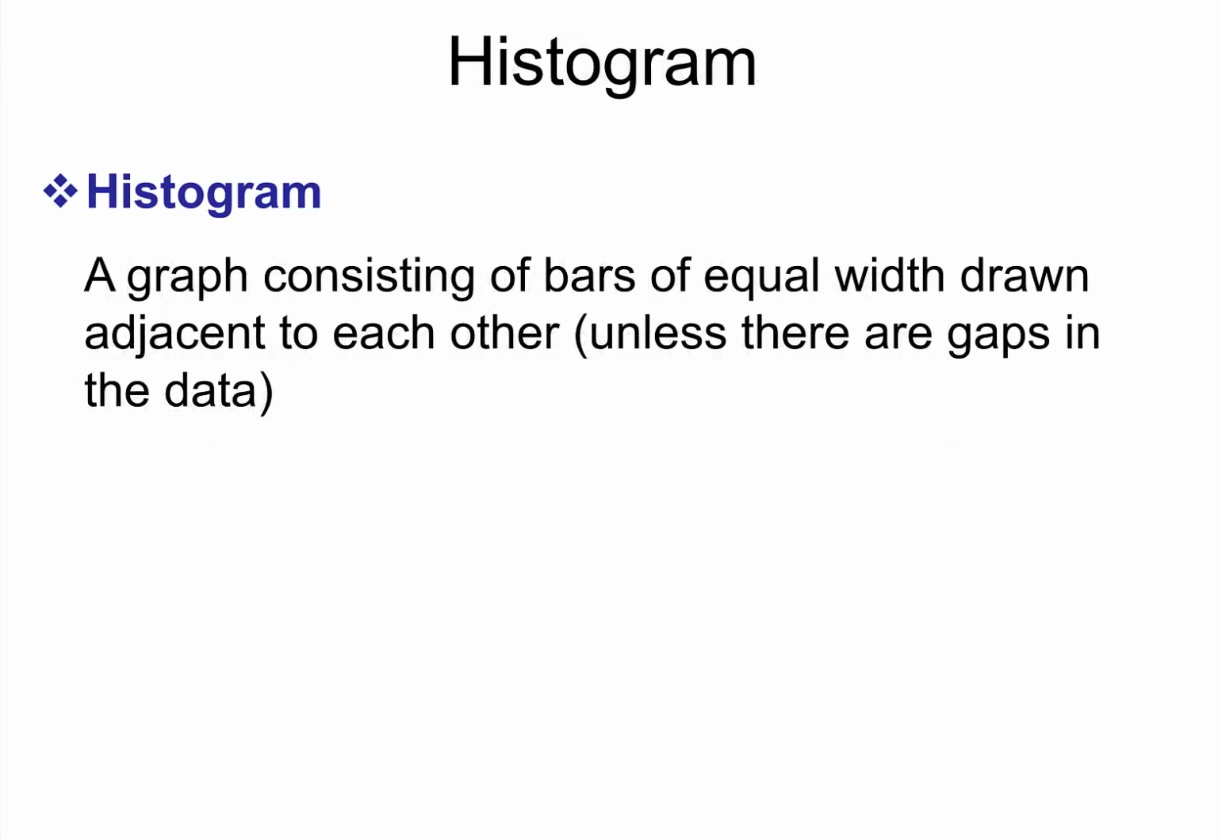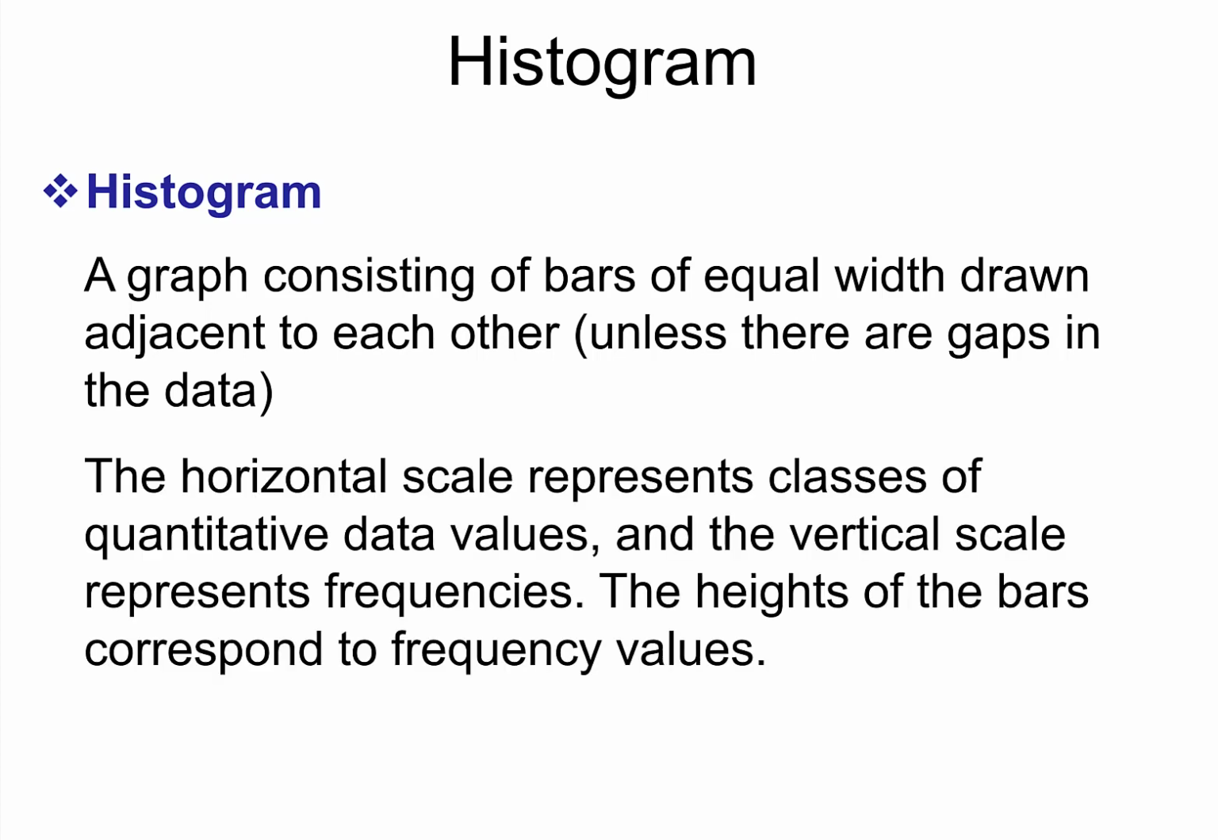A histogram consists of bars of equal width drawn adjacent to one another unless there are gaps in the data. The horizontal scale represents the classes of the quantitative data values, and the vertical scale represents frequencies or possibly relative frequencies.